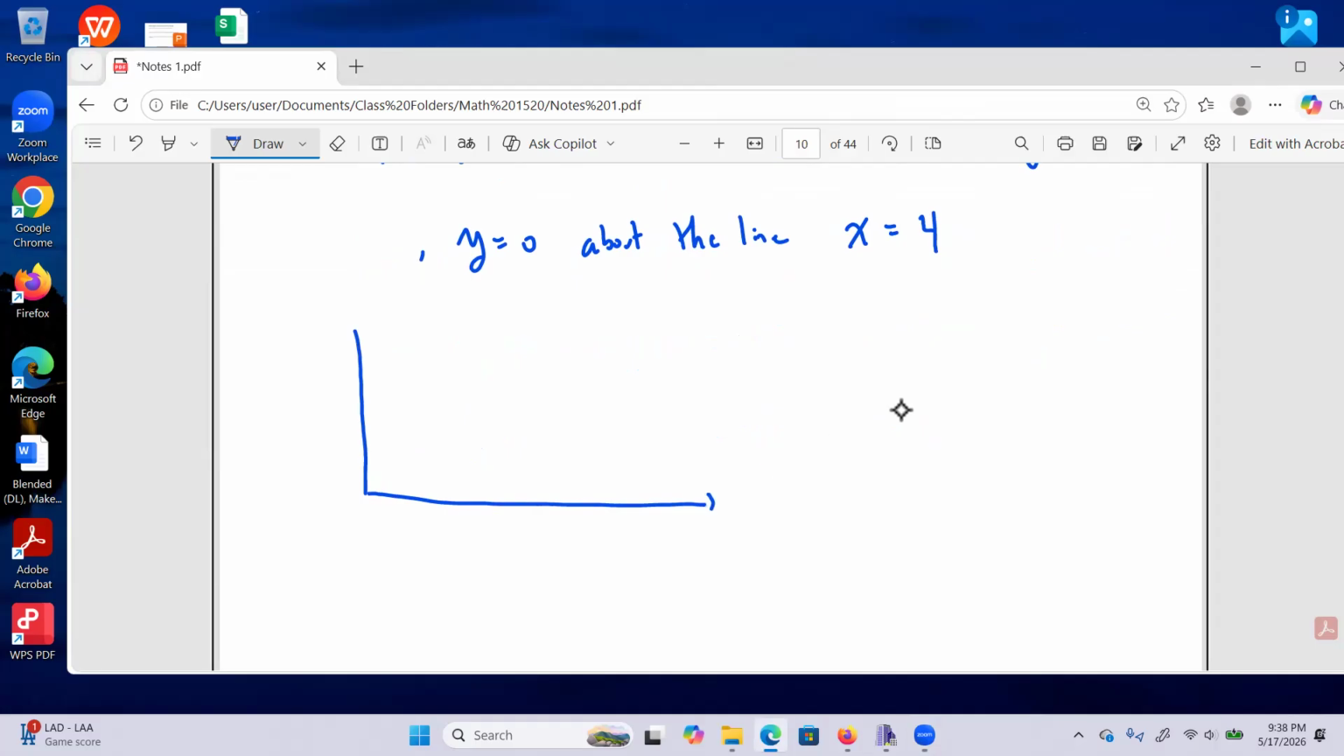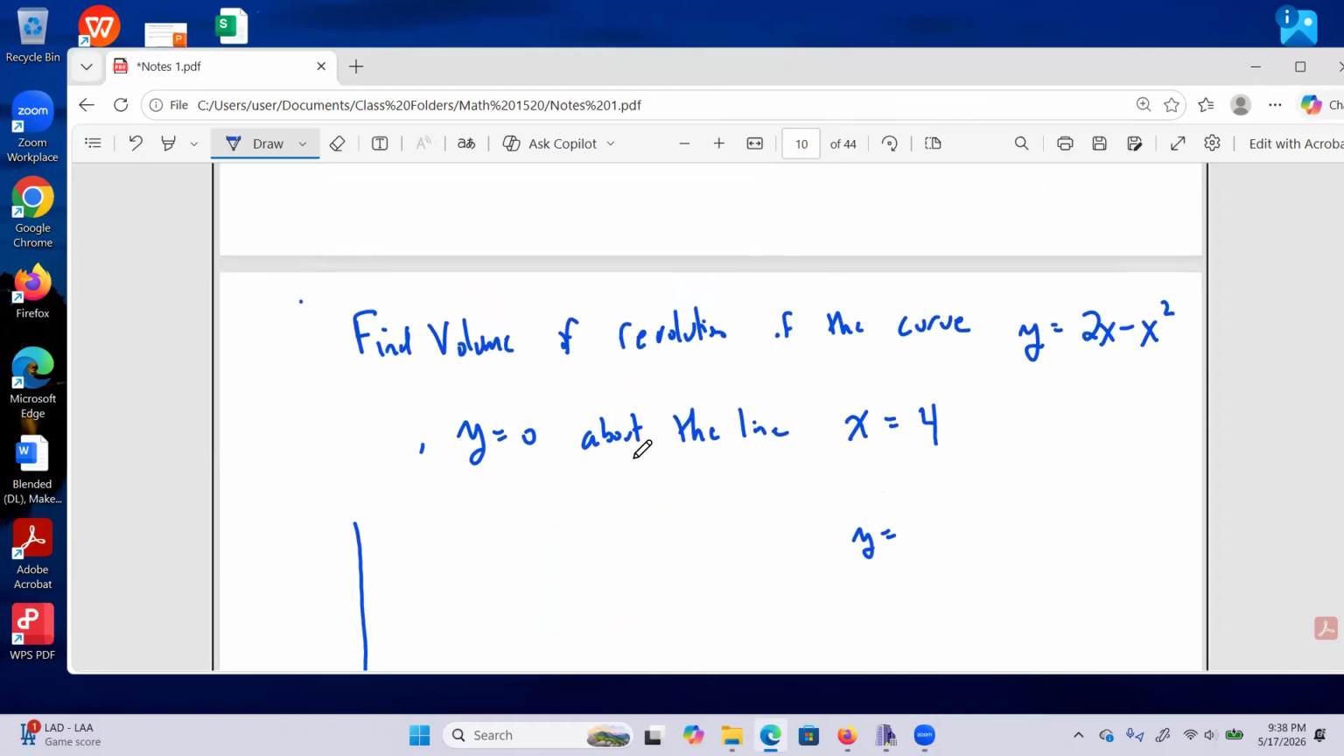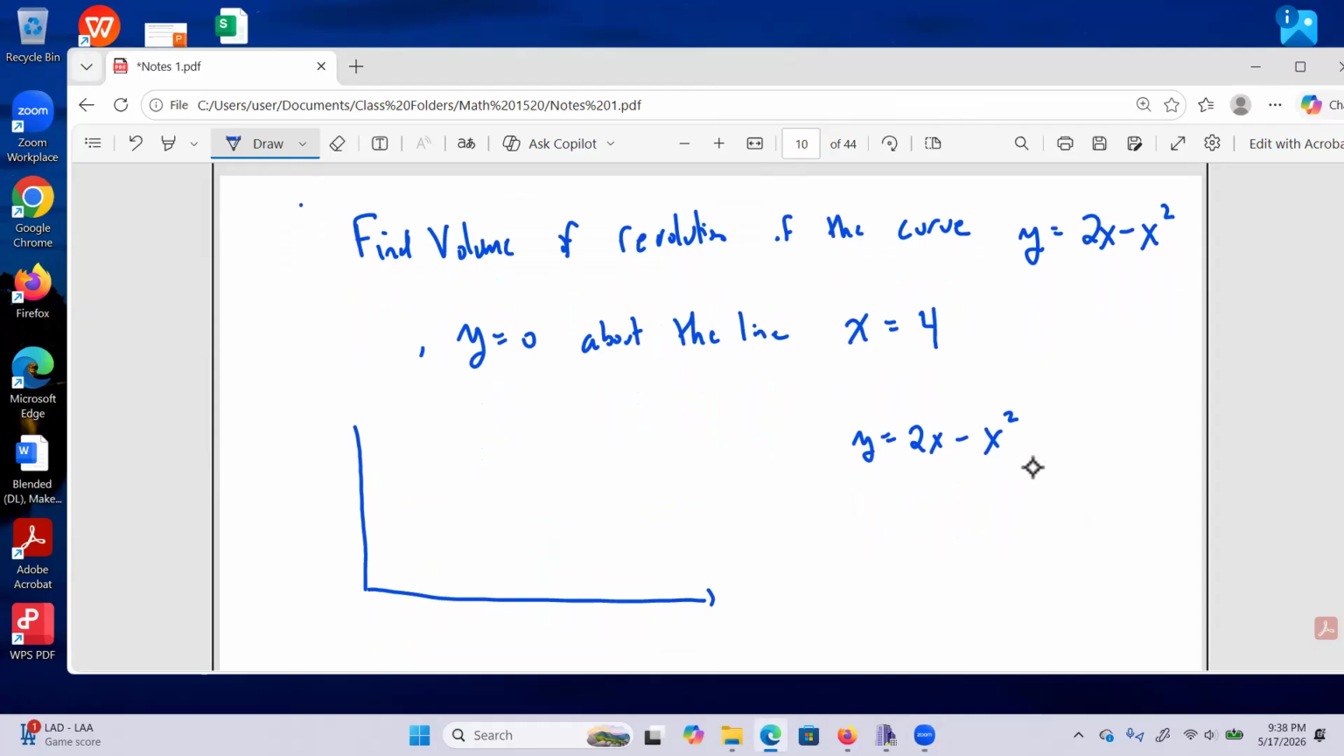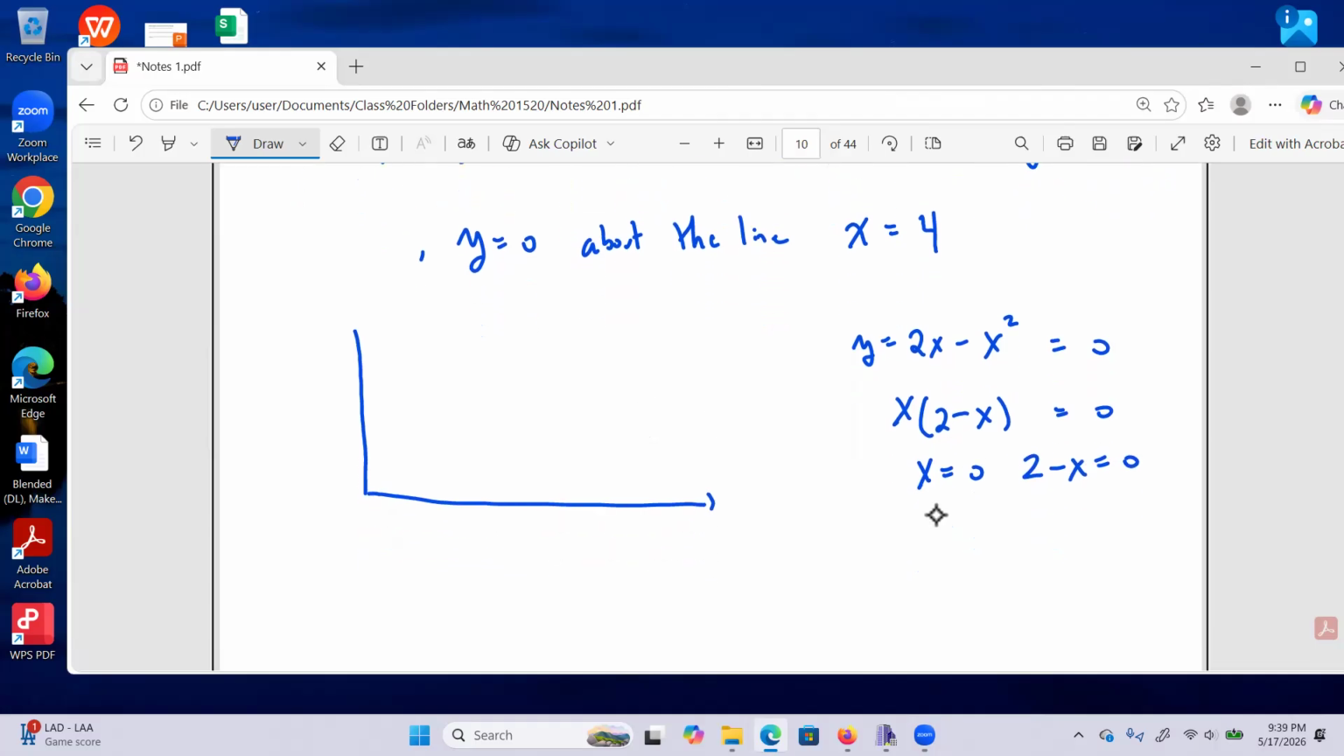So the things that I have to do here is we have to take a look at y is equal to 2x minus x squared. And we know that y equals 0 is the boundary on the bottom. So we're going to set this equal to 0 so we can go ahead and figure out what happens here. The first thing I'm going to do is factor out an x. So we have x times 2 minus x, and that'll give me back this whole thing here. It's set equal to 0. So we have x is equal to 0, and 2 minus x is equal to 0. So x is equal to 0, x is equal to 2.